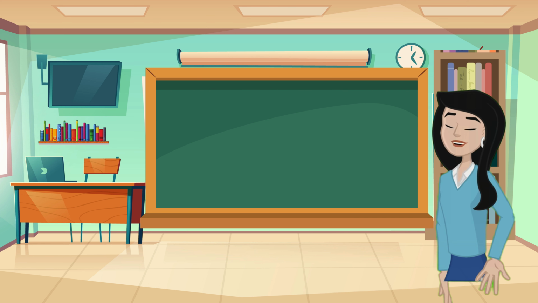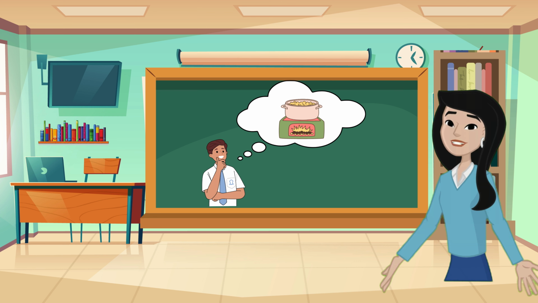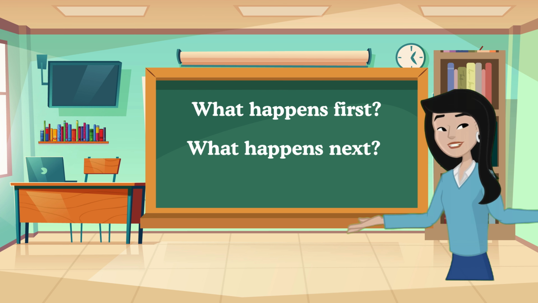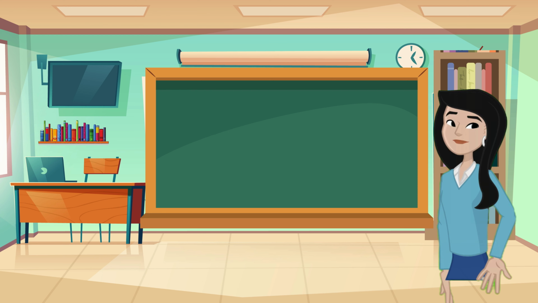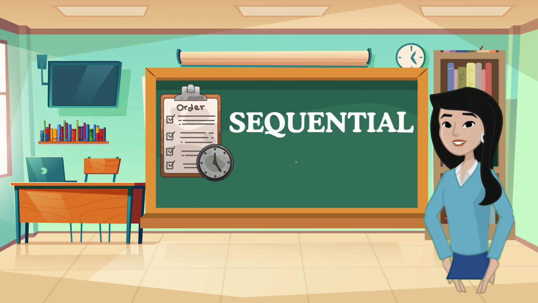Class, let's imagine you're telling a story about cooking noodles. What happened first? What happens next? And what happens last? If you follow the correct order, you are using a sequential plot.